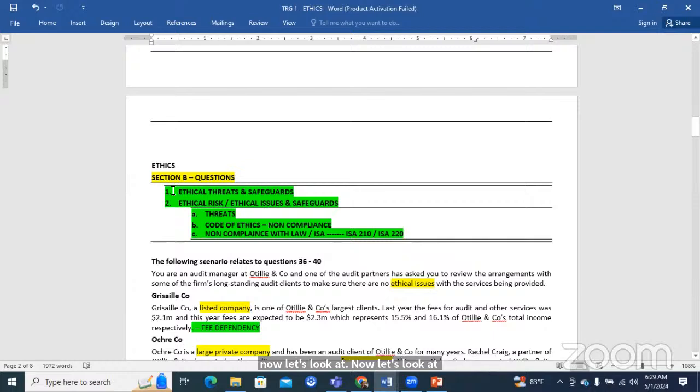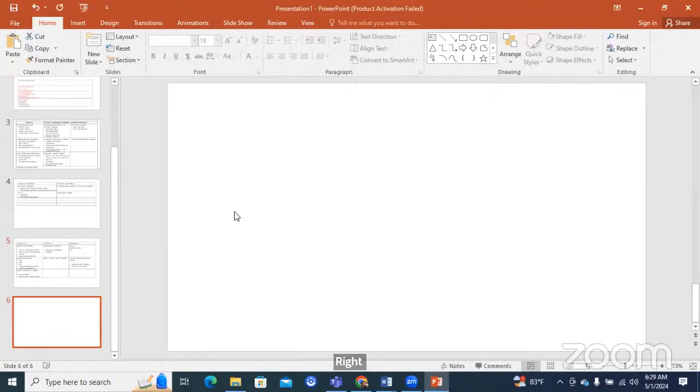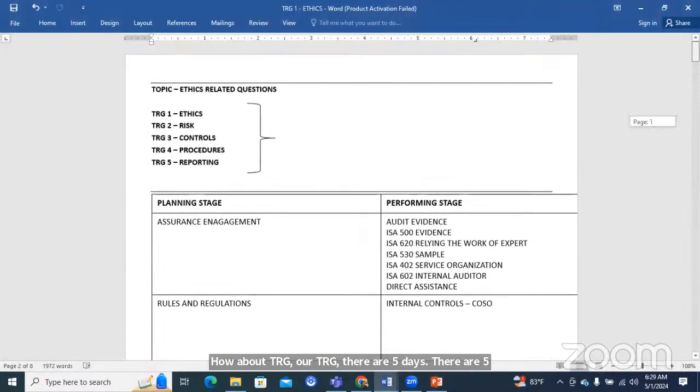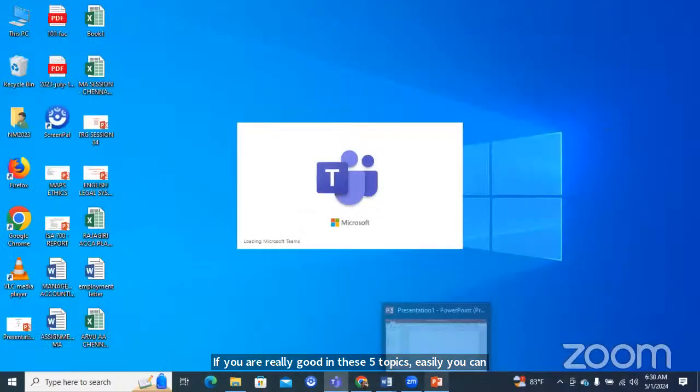Now let's look at ethics. In our TRG, there are 5 days and 5 topics. All 5 topics are practical topics. Day 1 is ethics. Day 2 is risk. Risk, I'll take more time. Controls. Day 3, procedures. Day 4, reporting. If you're really good in these 5 topics, you can easily pass.